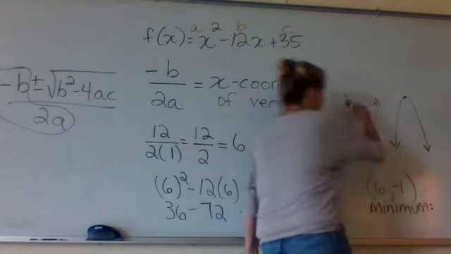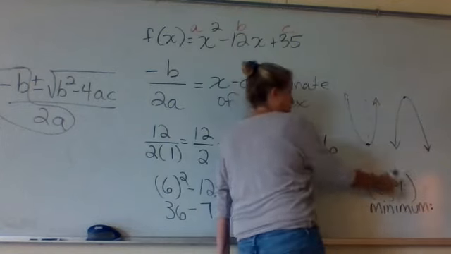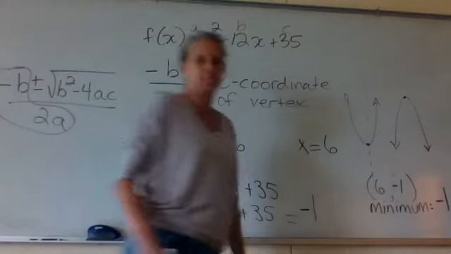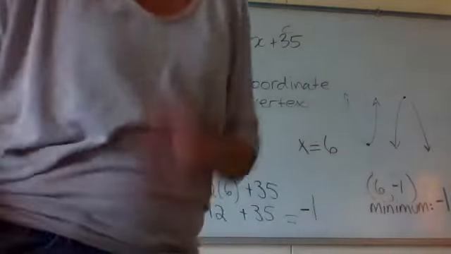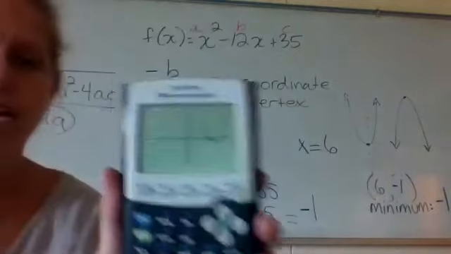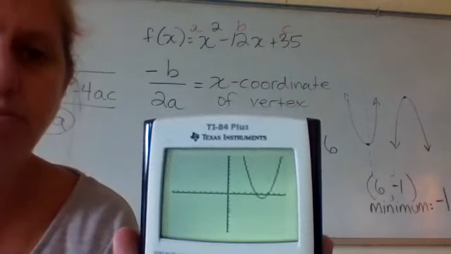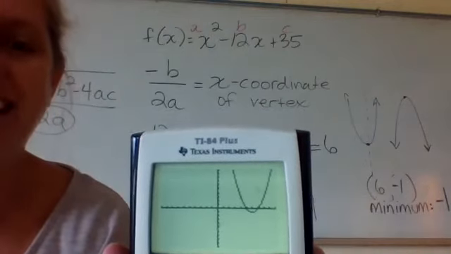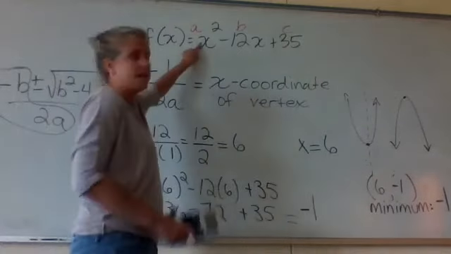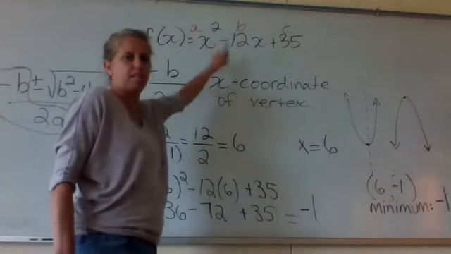And what is the lowest point? If this is at 6, negative 1, the lowest point is the y value, which is negative 1. So it has a minimum of negative 1. The way a parabola is upside down is if the x squared is negative. That's what turns it upside down. So since my x squared is not negative, that's what keeps it right side up.